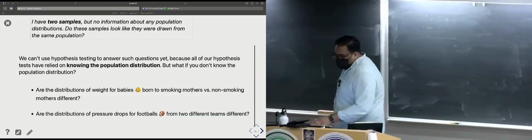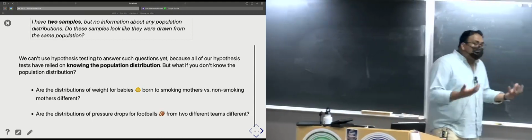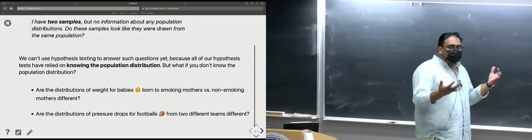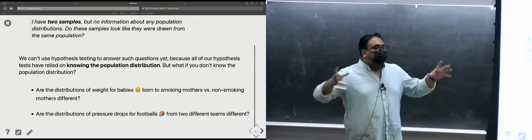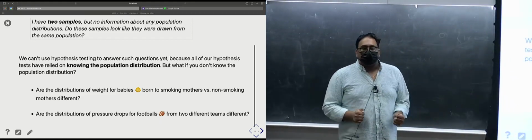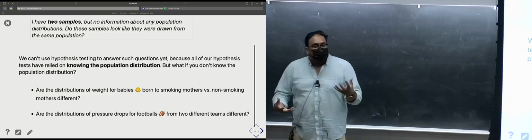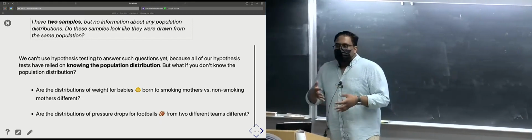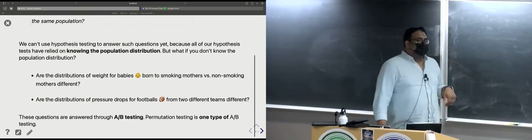The other example that we will look at likely on Friday is I have 2 samples of pressure drops of footballs provided by different teams. Do these pressure drops look like they're taken from the same population distribution? Again, I don't know what that population distribution is. I just want to know if these 2 samples are from the same one. So this flavor of question we can't yet answer, but we're going to learn how to answer it today.